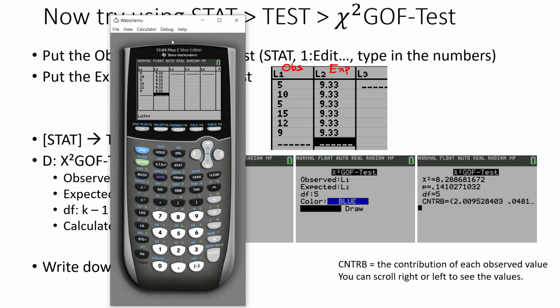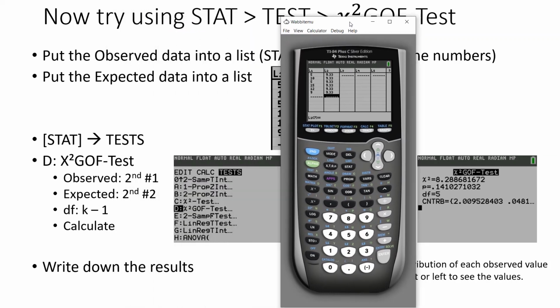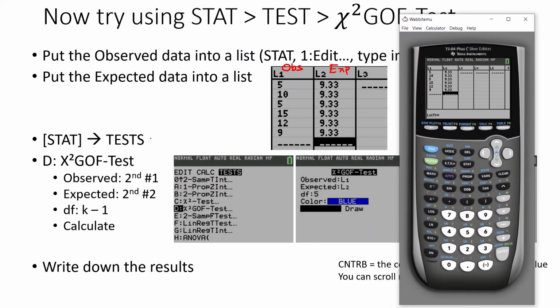They're right there. So once you have all those typed in, we're going to go over to stats and tests. We're going to go down to chi-squared goodness of fit. It's actually easier to go up because it's a long way down, but there it is, option D, chi-squared goodness of fit test. So we choose that. All right, our observed, we put in L1. Our expected, we put in L2. That's usually the easiest way to do that, is just always put the observed in L1, the expected in L2.